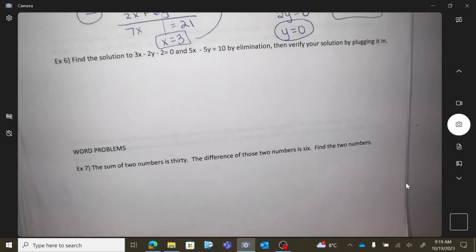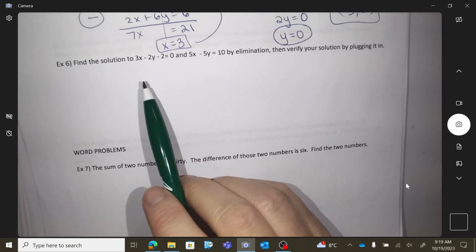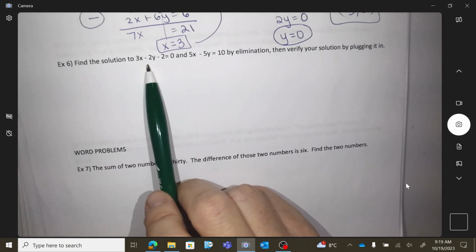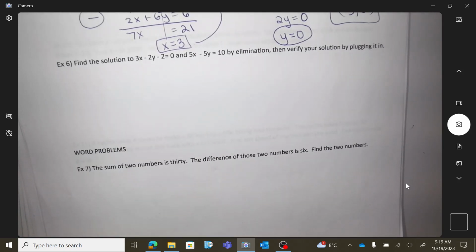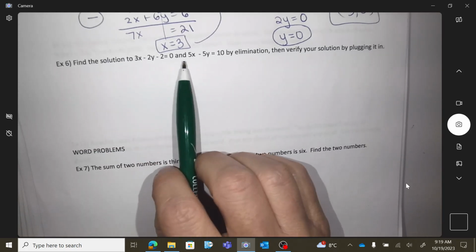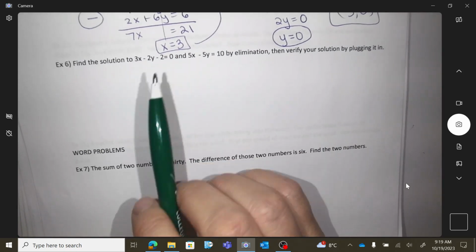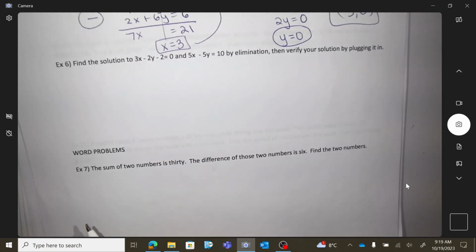Okay, number 6. I have 2 problems in starting this. My first problem is that there's no matches. I don't have anything like 3 and 3, 5 and 5. So we're going to have to do some multiplying. So what kind of multiplying do you want to do?